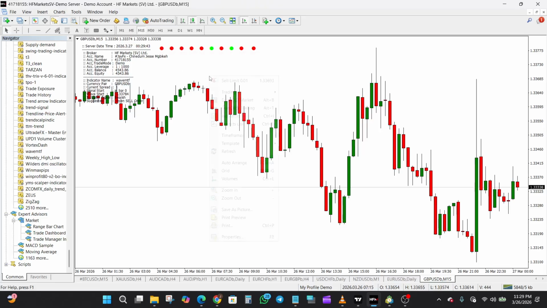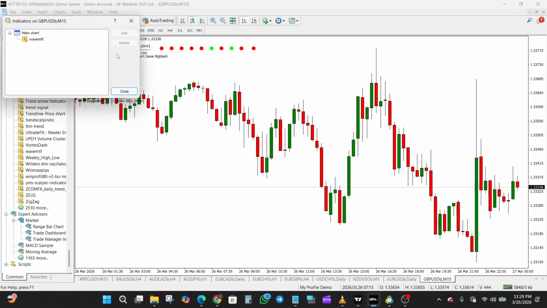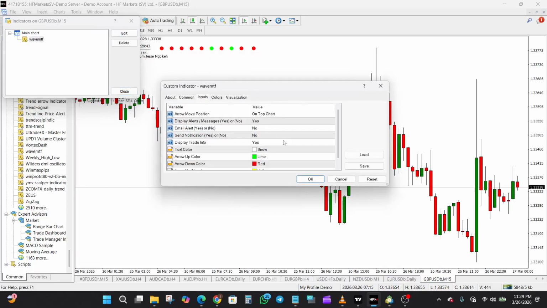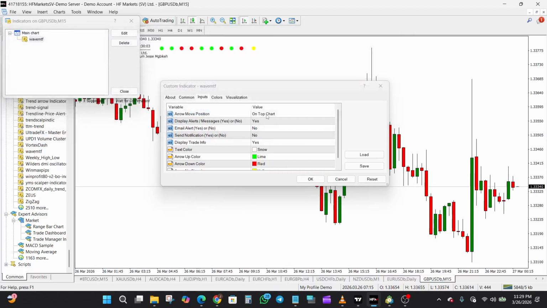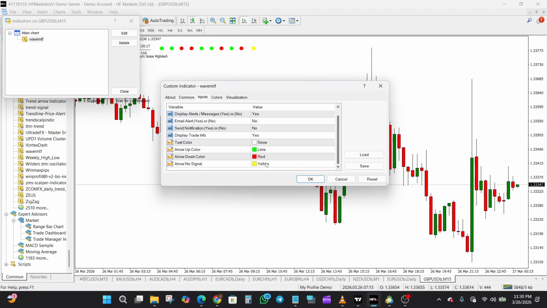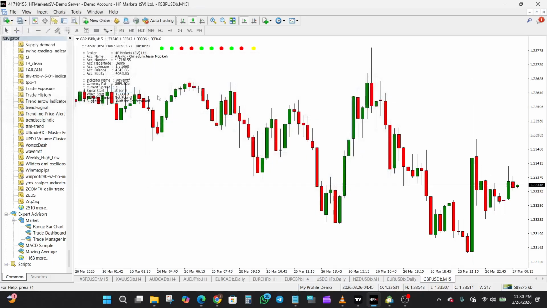Alright, so let us go to the settings. Let's go to the input settings of the indicator to see what we have there. Okay, so as we can see, you can edit these options according to your taste, right? If you want email alerts, you can change this to yes, notification yes or no. And if you want the trading info to be displayed, you can also do that, and you can change the colors as well.